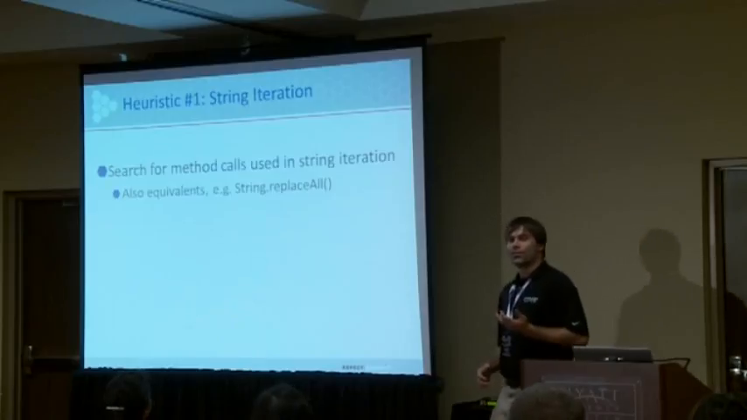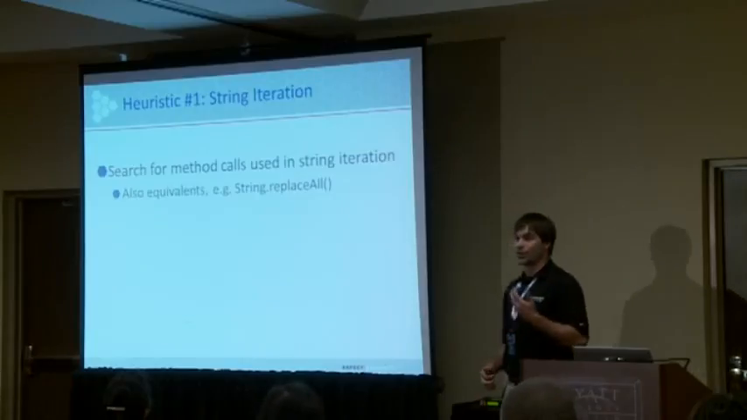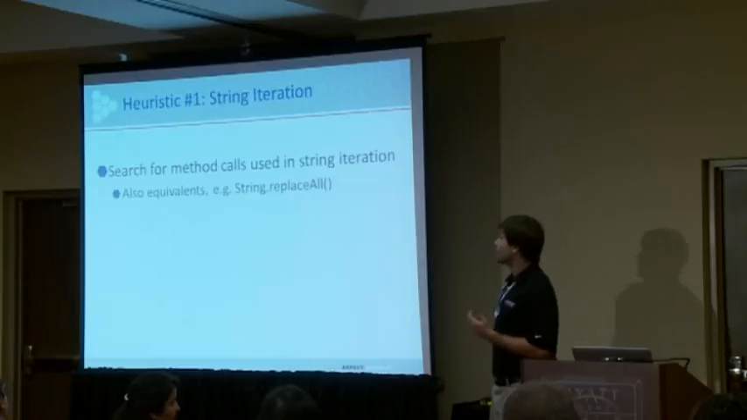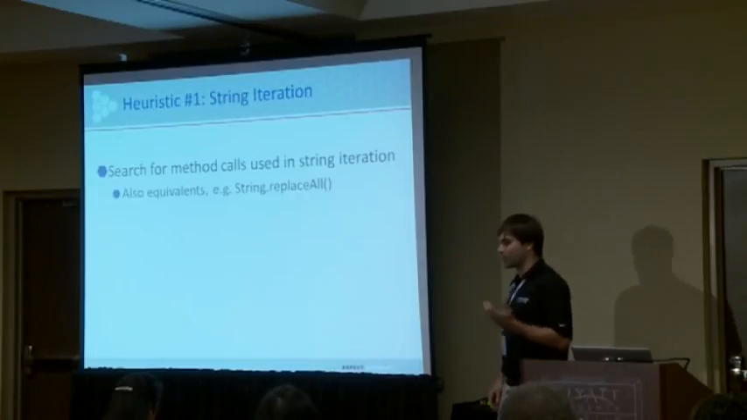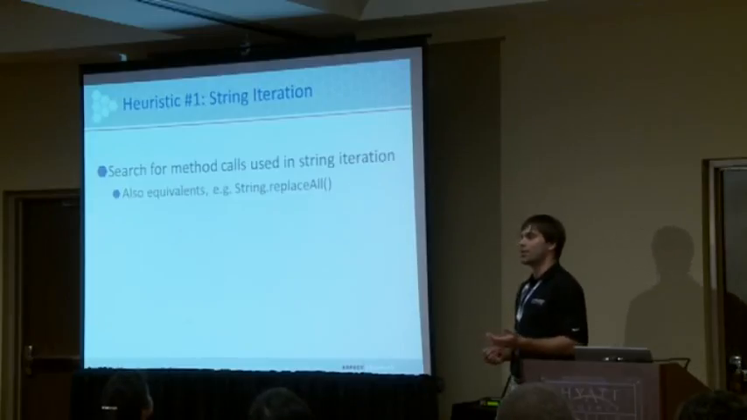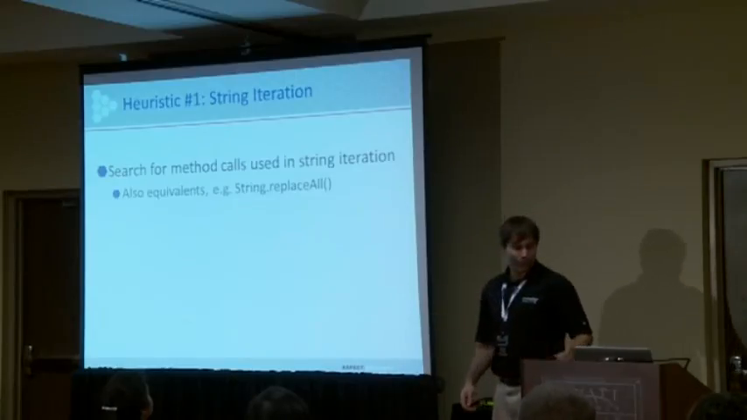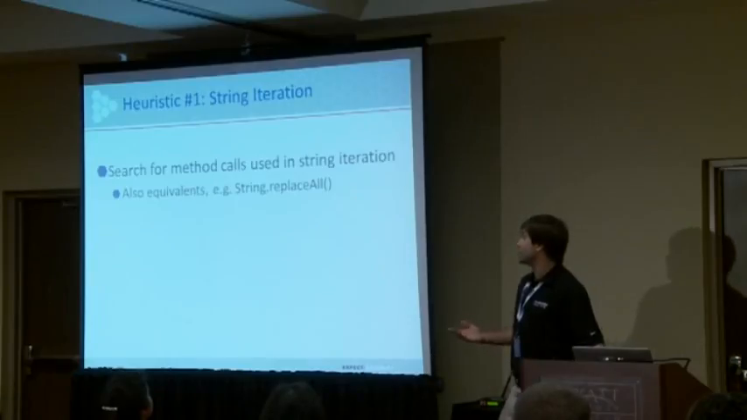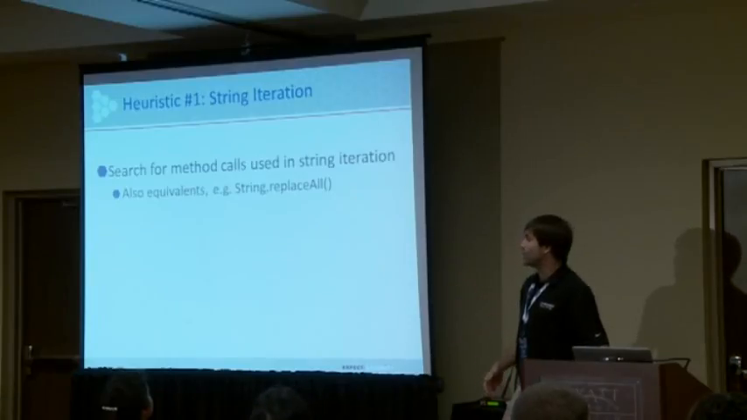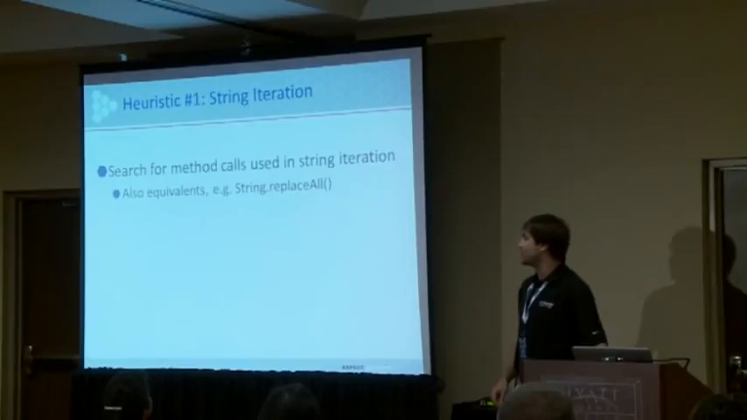So what we wanted to think about is, what distinguishes an encoding method? What are the things that it has to do? What are the things that it often does? So what can we use as heuristics? The first one we came up with is string iteration. This is pretty logical. If you want to have an encoding method, it has to do string iteration in some form, because it has to go through each character in the input string and determine whether it needs to be encoded, whether it's a dangerous character. So we looked for a bunch of Java methods that indicate string iteration, or equivalents, like string.replaceAll. We also looked for things like the creation of a string builder object, and then the use of the string.length and string.charAt methods, because that indicates that some iteration is being done on strings.